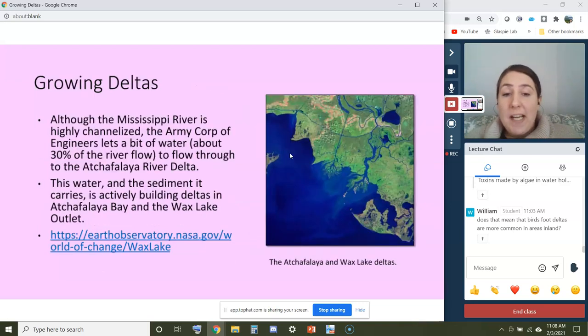Even though we are preventing the river from switching over to that new lobe, we do allow some water to flow where the river wants to go through the Atchafalaya River. So the Army Corps of Engineers lets about 30% of the river flow to the Atchafalaya River to form essentially a new delta where the Atchafalaya River lobe would be. This water and the sediment it carries is actively building deltas in Atchafalaya Bay and Wax Lake Outlet. So this would be Atchafalaya Bay, and this is Wax Lake Outlet, and you can see that there's a fan-shaped, approximately lobate delta building up in both locations.